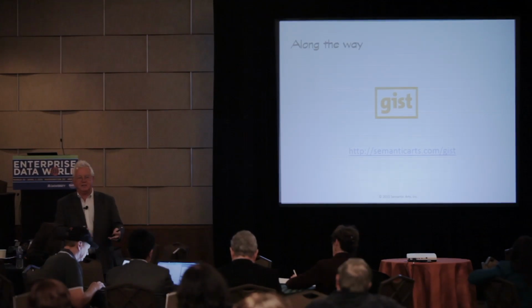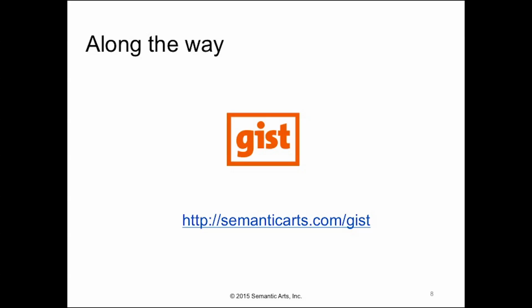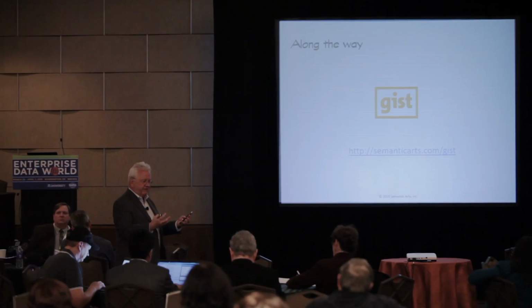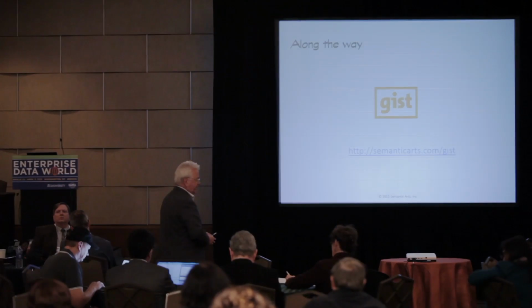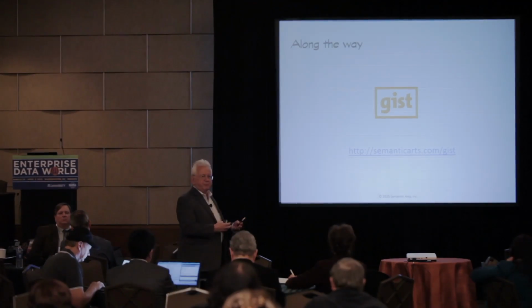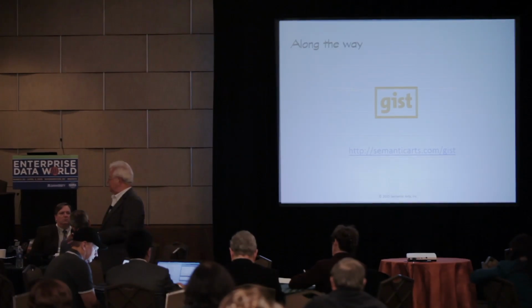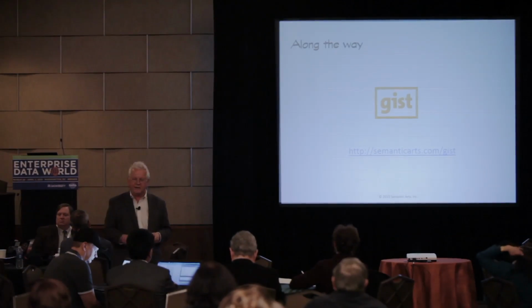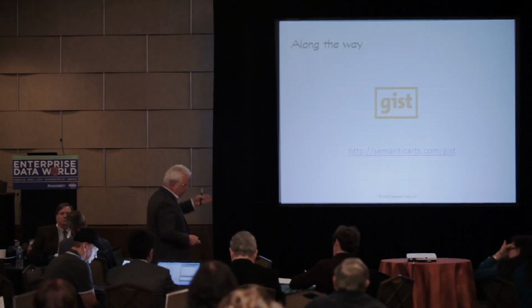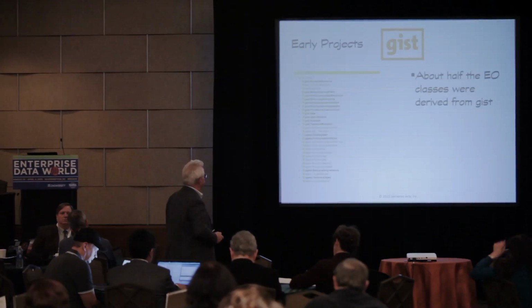GIST is an upper ontology. It's kind of the distillation of what we've done for the last 10 or 15 years. As we discover new things that are common about all enterprises, we just put them out there. They're free. It's a Creative Commons license. Take it, do whatever you want, as long as you attribute it. We're okay with that.